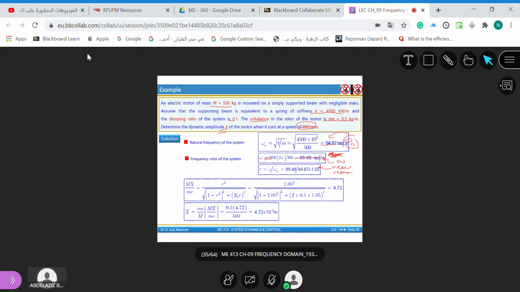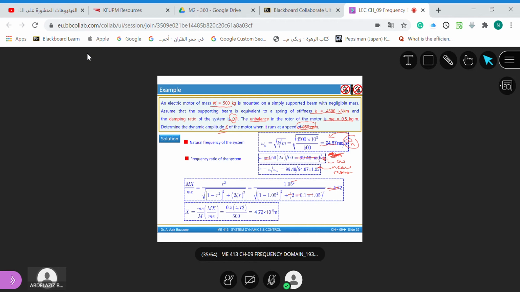Now, since we have damping, there will be no true resonance, because the damping ratio here is 0.1, but the amplitude will still be high. We calculate this amount: R squared over the square root of (1 minus R squared) squared plus (twice zeta R) squared. This is MX over ME. R we found to be 1.05. So 1 minus 1.05 squared, plus twice zeta R, the whole squared, will give you 4.72. This MX over ME is equal to 4.72.